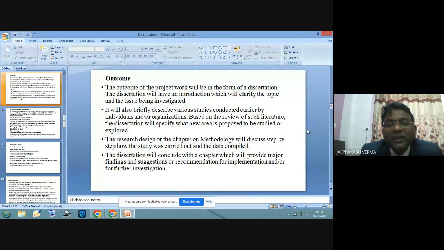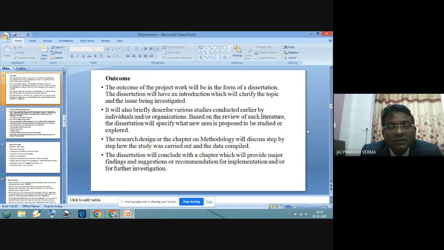It will also briefly describe the various studies conducted earlier by individuals. We have already discussed that in the review of literature. We will discuss what work has been done by previous scholars on that particular topic. You must mention it in the literature review. Literature review means you go through the different works which have already been done on that particular topic, conducted earlier by individuals or organizations. Based on the review of such literature, the dissertation will specify what new areas are proposed to be studied or explored. If you go through the literature review, you will find the areas, the dimensions, and the research gap, and finally you will be aware of which direction to go for research.